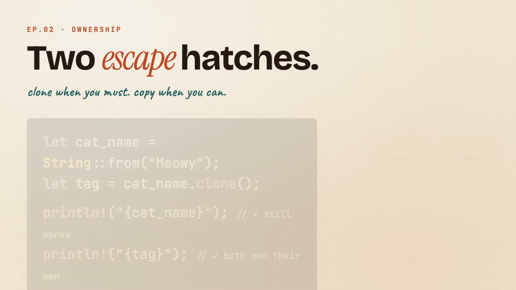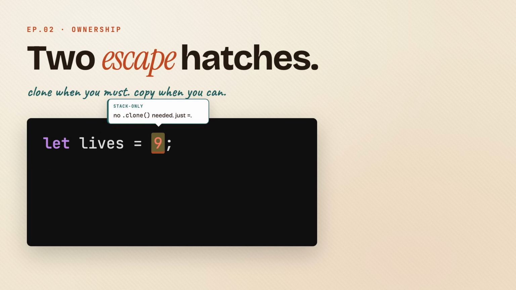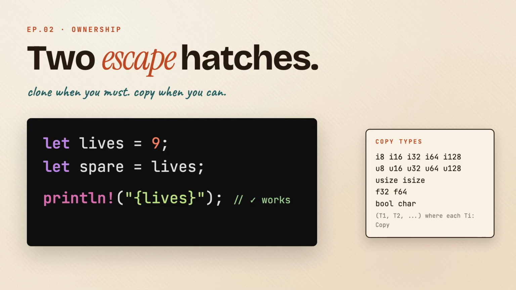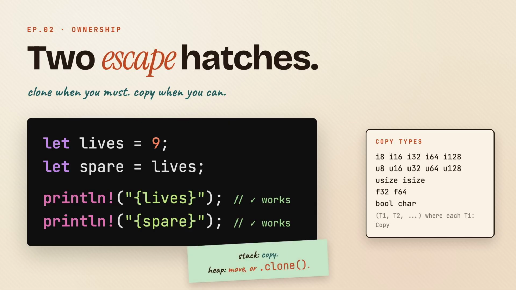Now for stack data, integers, booleans, characters, these have a small fixed size, so copying them is really cheap. Rust just duplicates the bits. No clone is needed for this. Rust calls this a Copy type. Any value purely on the stack qualifies. All integers, float types, booleans, characters, and tuples where every piece is also Copy. Stack types copy, heap types move or opt into clone. So that's it.